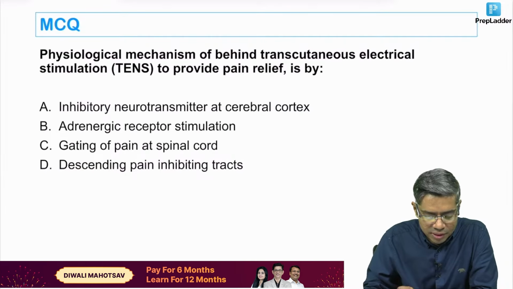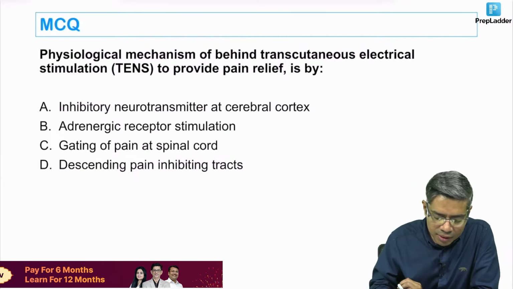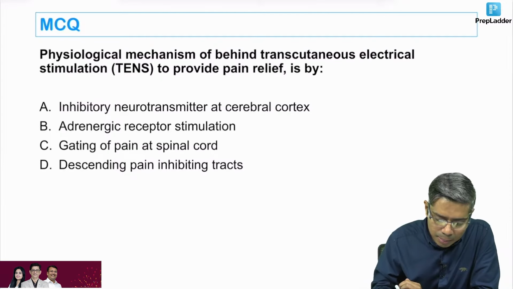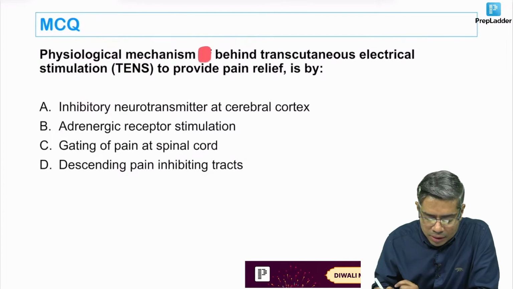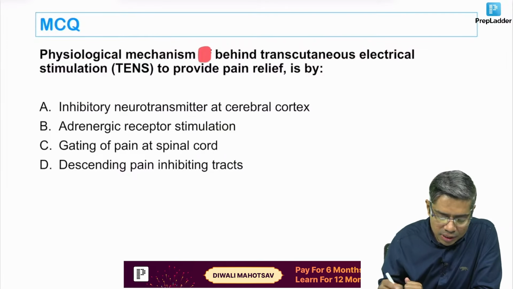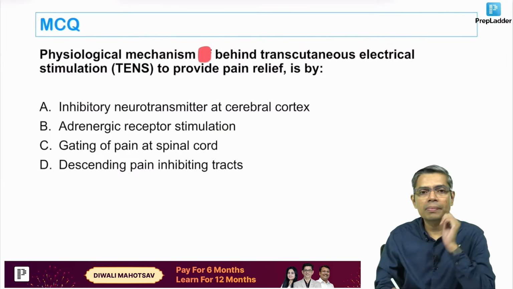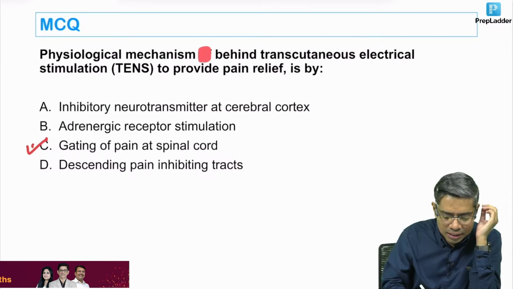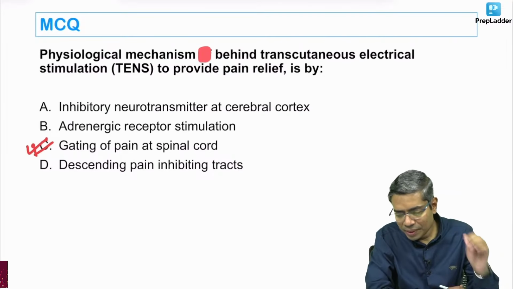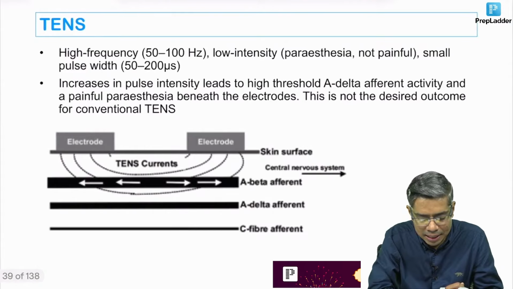Chalo. Next question. Physiological mechanism behind transcutaneous electrical nerve stimulation, TENS. All of you know that this is the gating of the pain at the spinal cord. Again, this is a repeat question asked multiple times, okay. So, gating of the receptor.